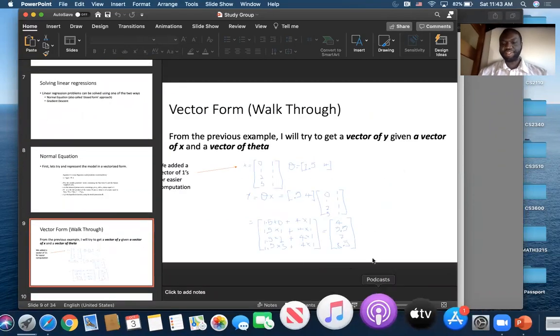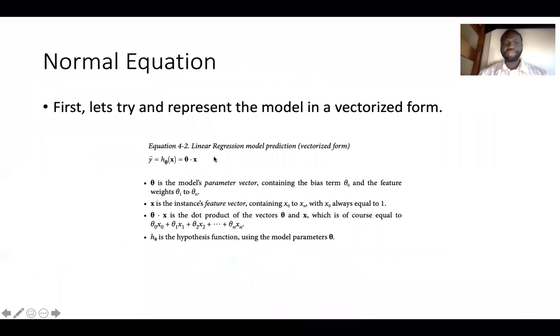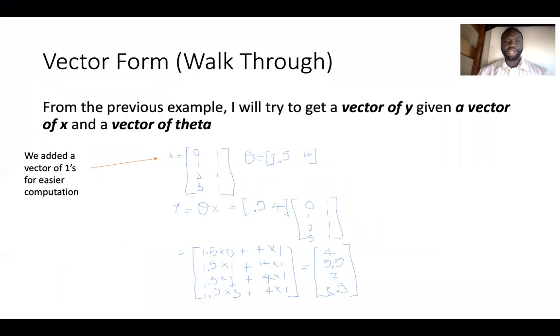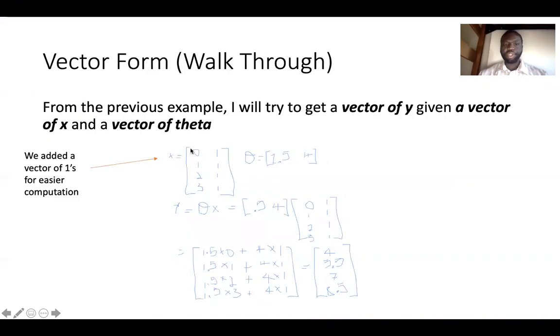So from the previous example, basically we're trying to get this equation right here. Y hat, or our prediction, is equal to theta times x. That's the short form, the more concise form. Now this x here, where do we get it from? We get it from our original values, 0, 1, 2, 3.